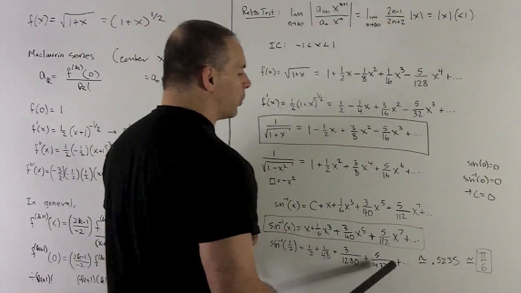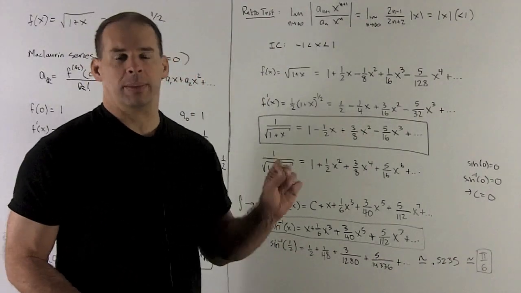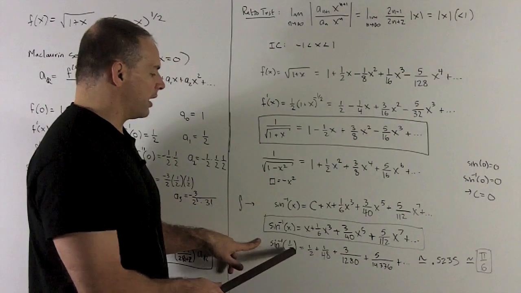Push it through a calculator, what are you going to get? You're going to get 0.5235, and you'll notice that's extremely close to pi over 6, which is what we would get for inverse sine of 1/2.